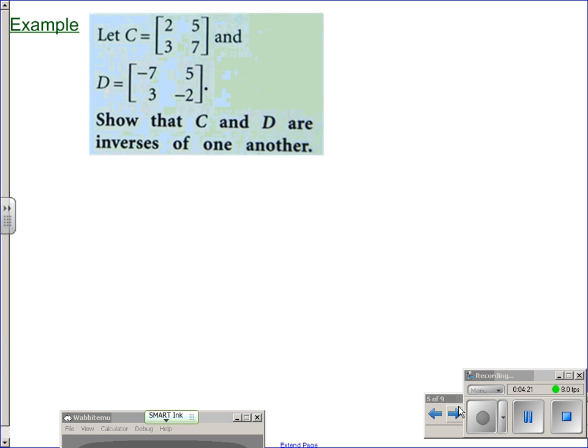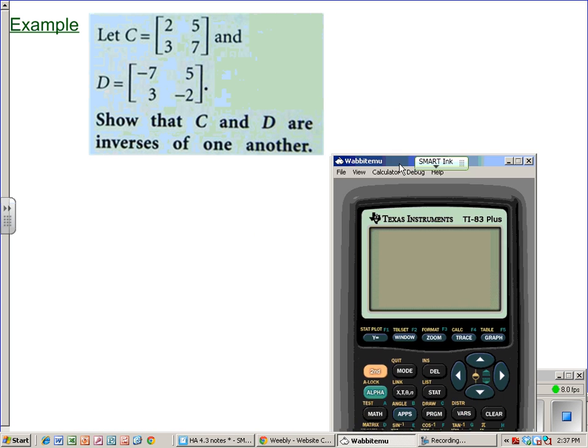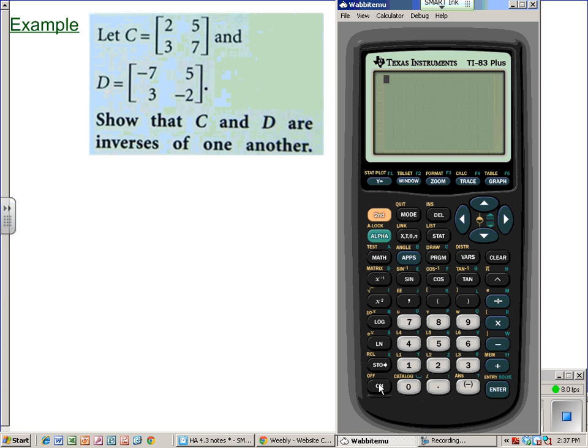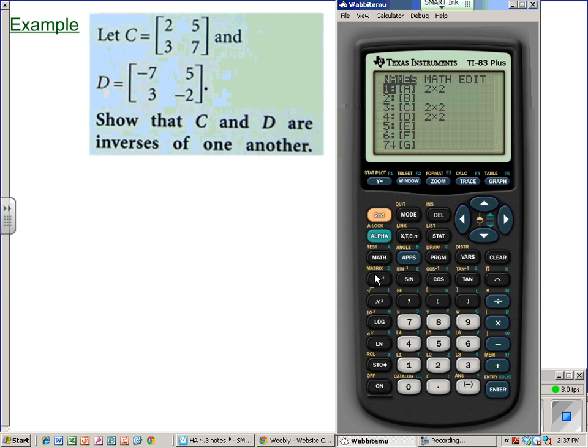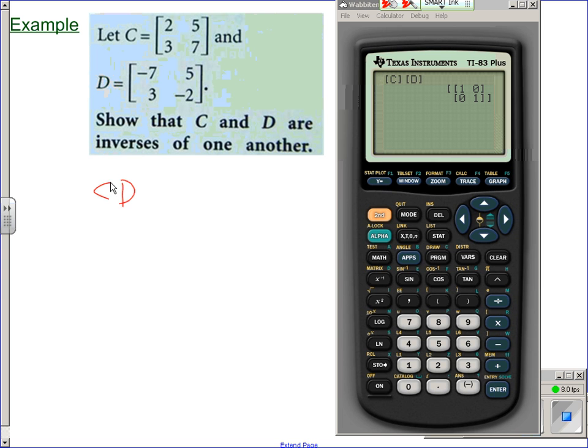All right, so I want to show that C and D are inverses of each other. So I'm going to bring this calculator up. I have already entered in the matrices. So I'm going to go second, matrix, names, C, and I'm going to multiply it by D. So I'm going to go back to matrix, names, D, C times D. And there's your identity matrix. This is 1, 0, 0, 1. All right, so CD equals 1, 0, 0, 1. That's ones along that main diagonal, zeros everywhere else.